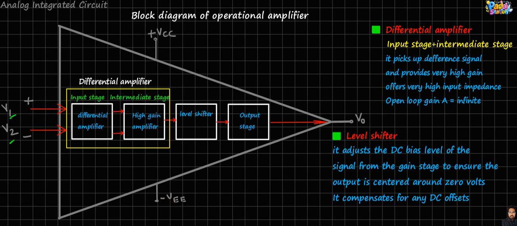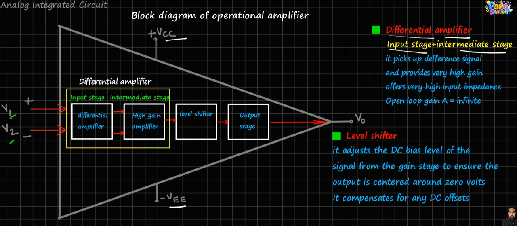And we are studying the DC analysis of op-amp. In later stages, we'll be applying the AC inputs along with this DC. This plus VCC and minus VEE is the DC bias voltage, whereas this V1 and V2 will be the actual AC inputs having some frequency variations. So this is the differential amplifier. The differential amplifier consists of an input stage and an intermediate stage.